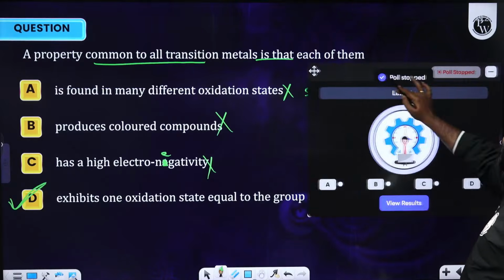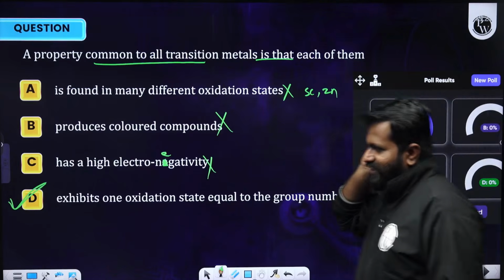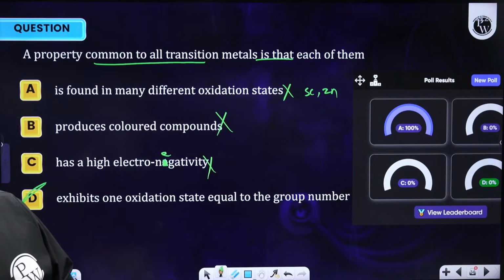I'm observing, Kriti, you entered A as the answer, then immediately you are changing. No, sir, I was not. I answered for the previous question for sure.